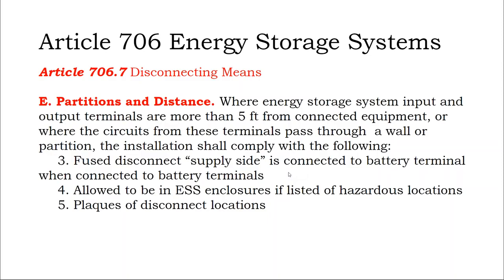So if you only want to get away with having one disconnect in line of that battery circuit, those batteries need to be within 5 feet of their end run. So that's pretty strict. The batteries have to be right next to the inverters to have simplified disconnects.